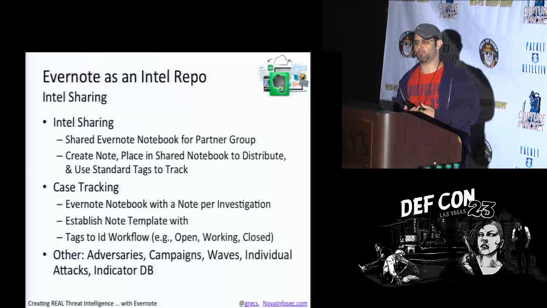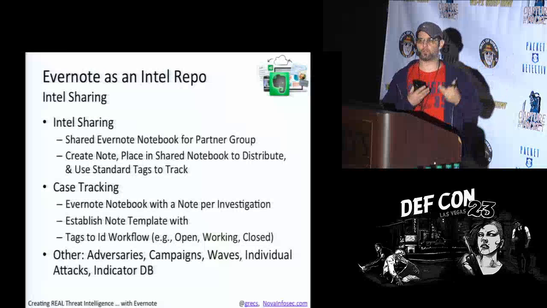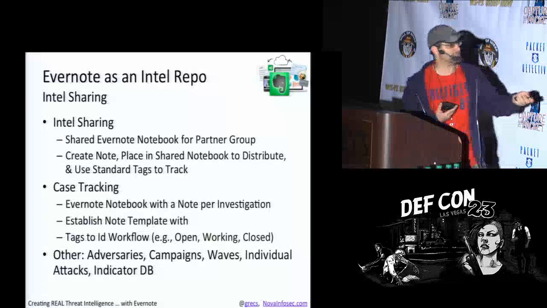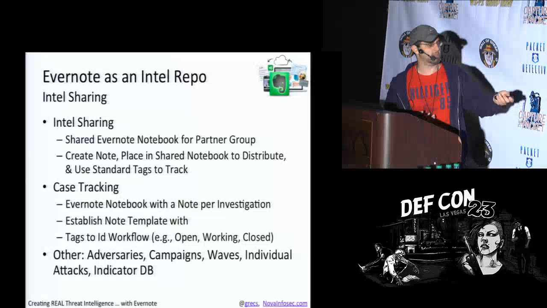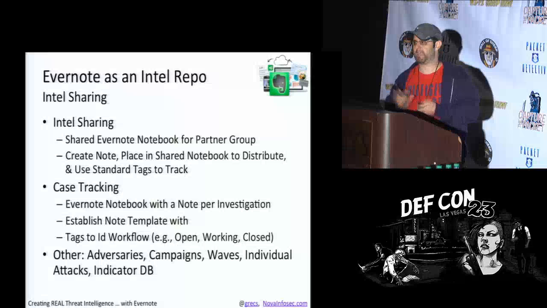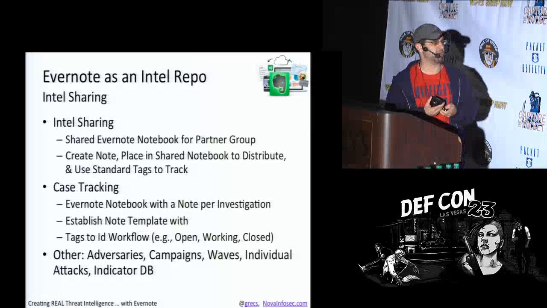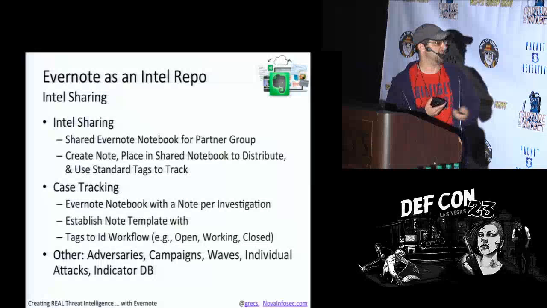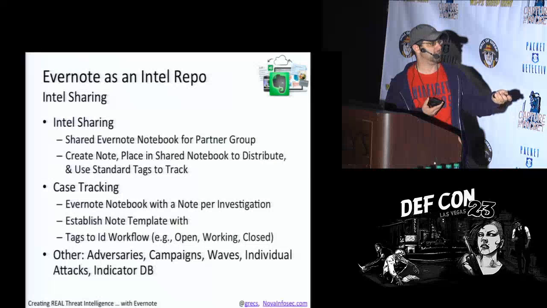Maybe if there was the open source feed or my partner feeds, seeing the source of where I got that. And you can do the same things with every adversary. You could map it to have a notebook for campaigns and do that same cross-referencing. Associated with campaigns, there's waves and then individual attacks, and then also having an indicator database.